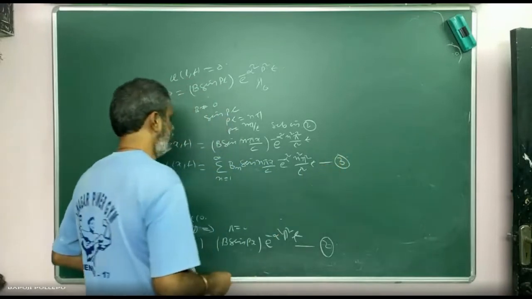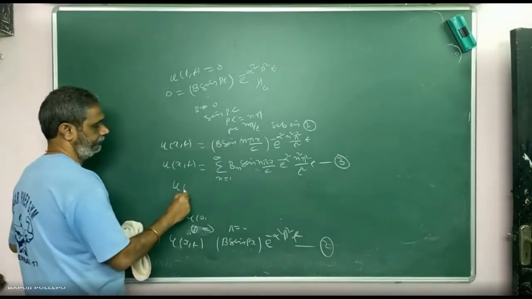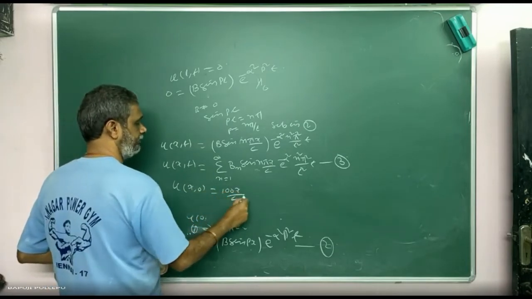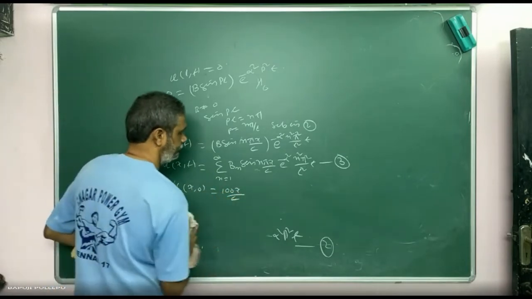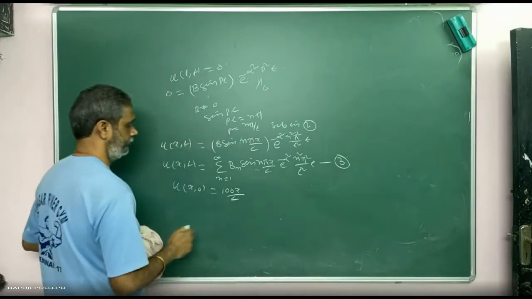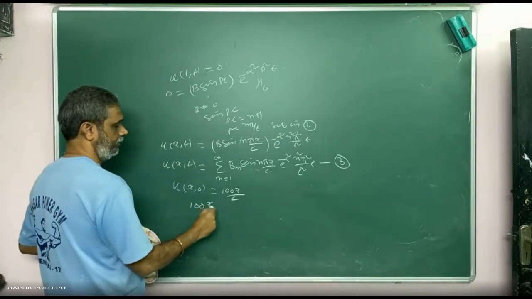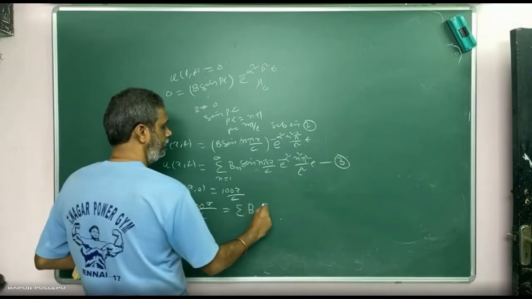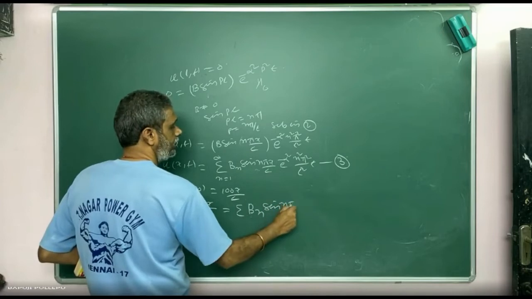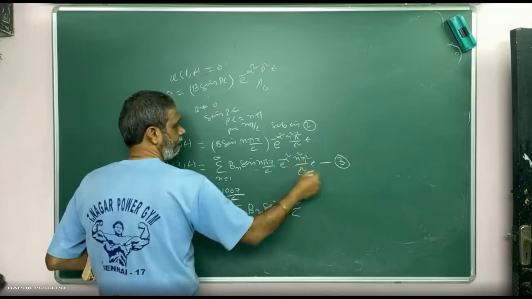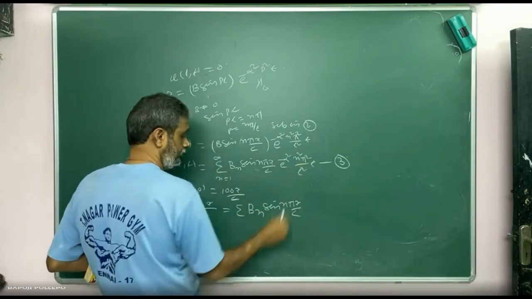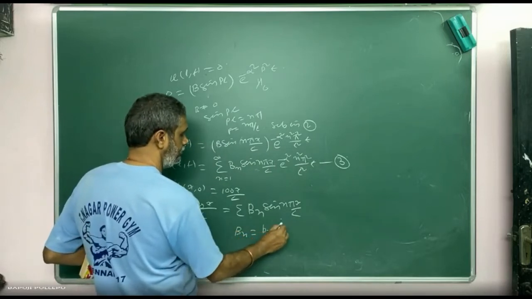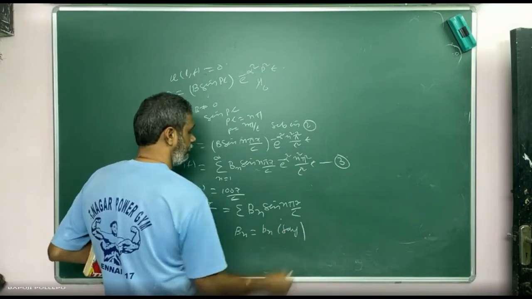Now u(x, 0) is equal to what? 100x by L. So this implies 100x by L is equal to sigma Bn sin n pi x by L. This exponential becomes 1 actually if you put t is equal to 0. So write Bn is equal to Dn, as you can say, or put whatever.